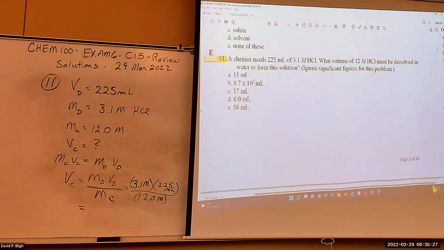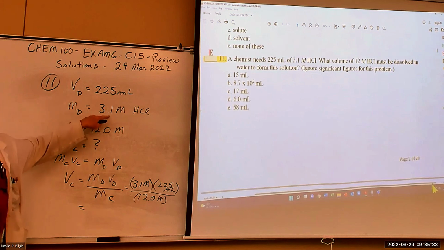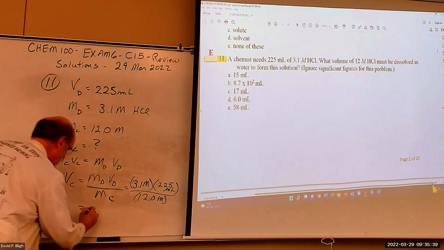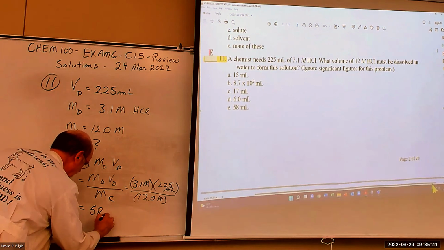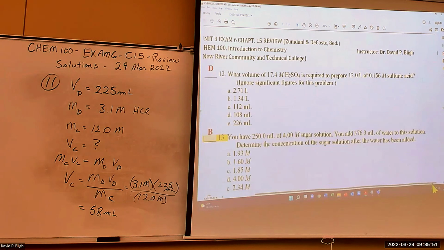Okay. Round it off to two significant figures. That's our limit. 3.1 is only 2. So round it off, I get 58 milliliters. 58 milliliters. Now it's working.